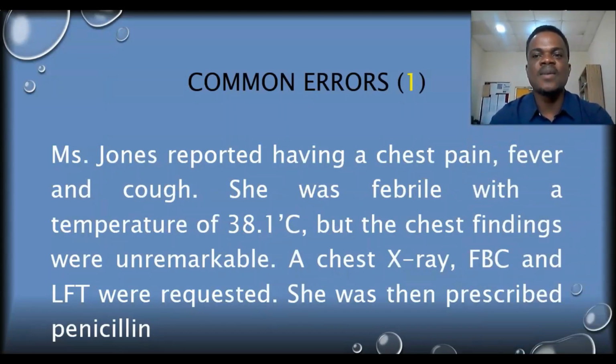So let's look at some common errors that some persons do make. Look at this statement. Miss Jones reported having a fever, having a chest pain, fever, and cough. She was febrile with a temperature of 38.1 degrees Celsius, but the chest findings were unremarkable. A chest x-ray, full blood count, and liver function test were requested. She was then prescribed penicillin. This is a paragraph. If you look at this paragraph, something is wrong with it. There is no full stop at the end.